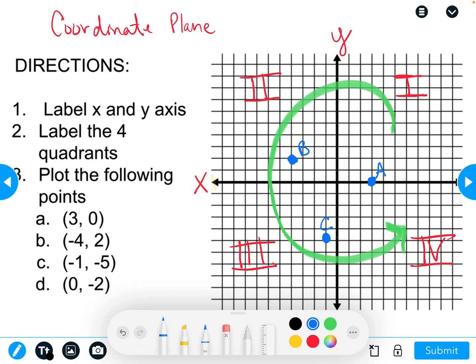And the last point is 0, negative 2. So I'm going to start at the origin, 0, just kind of stay there in the middle, but then I'm going to ride the elevator 2 floors down. 1, 2, and that would be point D.